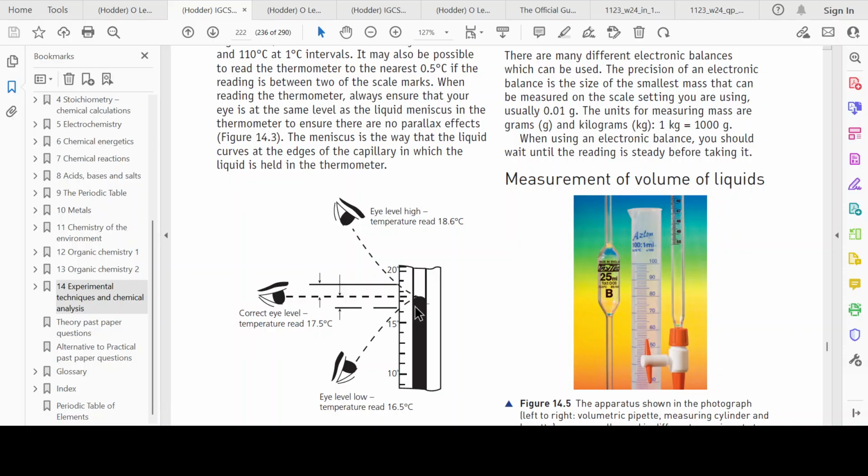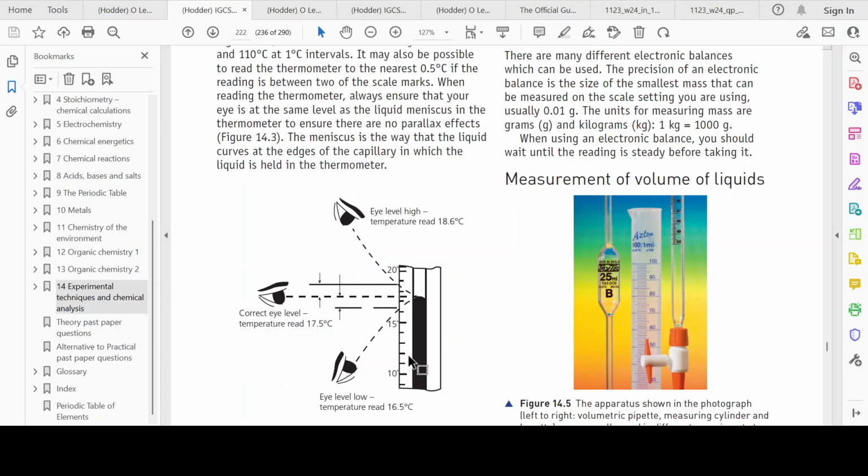So we need to read the level of the meniscus, right? If it is convex, then we read the upper part of the meniscus over here. If it is concave, which they haven't shown, we read the lower edge of the meniscus if it is coming down. And so your eye should be at the correct level.